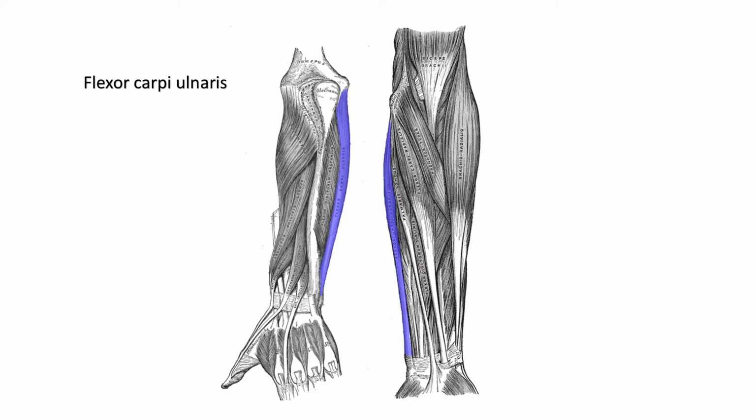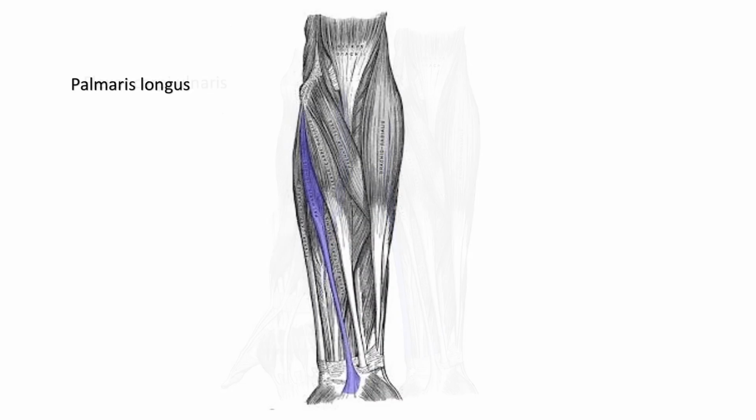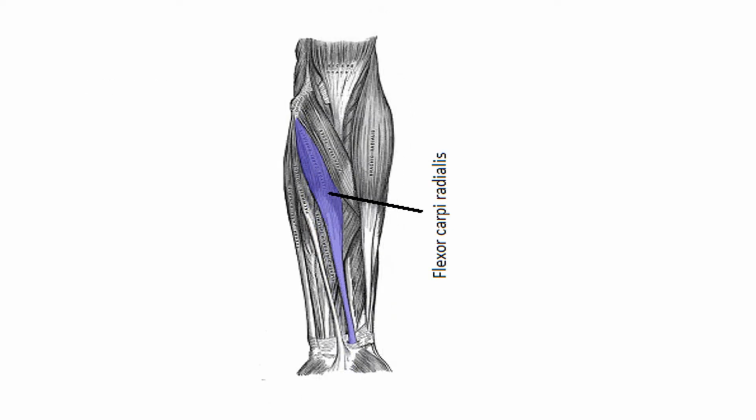Flexor carpi ulnaris passes into the wrist and attaches to the pisiform carpal bone. Actions: flexion and adduction at the wrist. Palmaris longus attaches to the flexor retinaculum of the wrist. Action: flexion of the wrist. Flexor carpi radialis attaches to the base of metacarpals 2 and 3. Actions: flexion and abduction at the wrist.